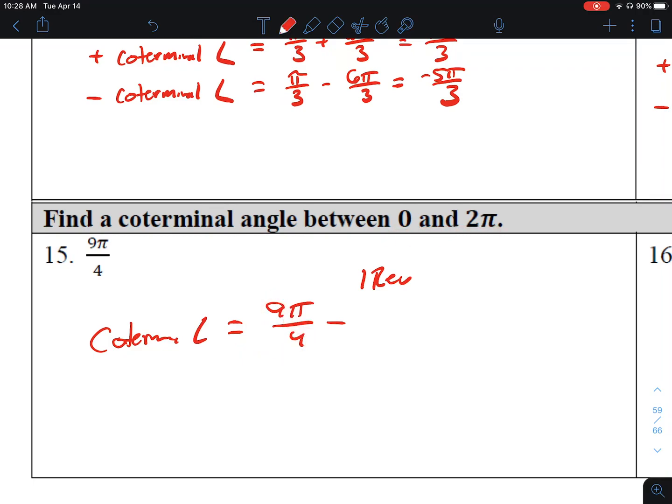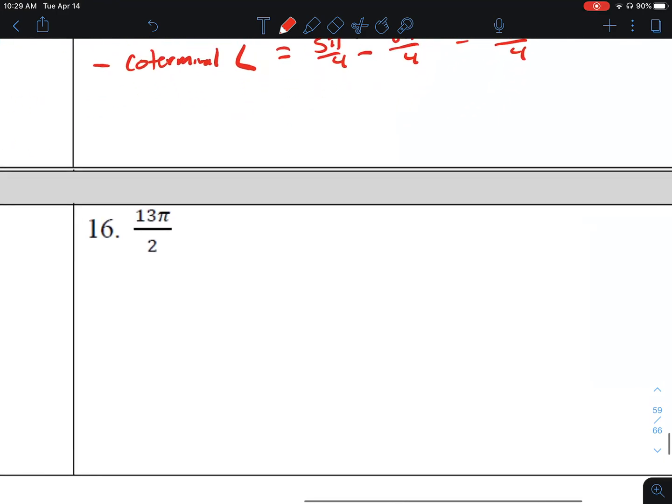So one revolution is 2 pi. Getting common denominators, it's 8 pi over 4. If you subtract these, you get pi over 4. In other words, 1/4 of pi. 1/4 is between 0 and 2, so that checks out. There's only one correct answer for 15. 16, this is also bigger than one revolution.